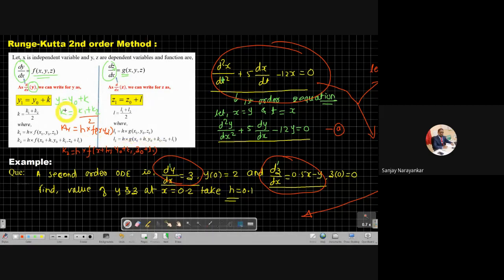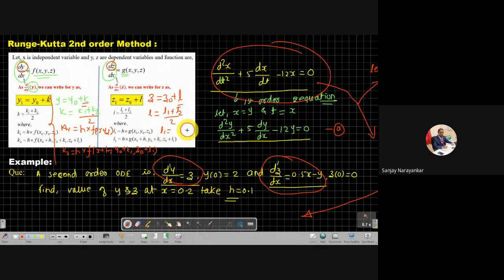This is the formula for y, for dy by dx. What is it for dz by dx? We are writing z is equal to z0 plus L. We are using one more notation, where L is nothing but L1 plus L2 divided by 2. Only change in notation. You can see that change in notations.